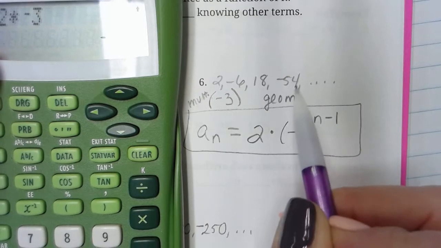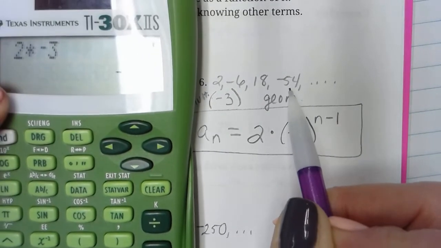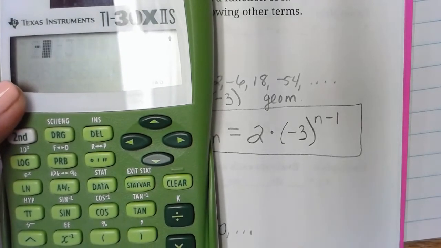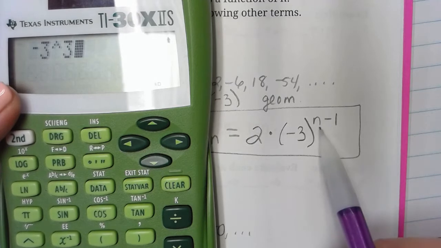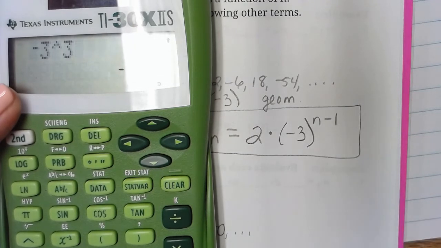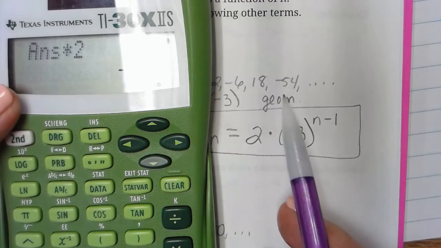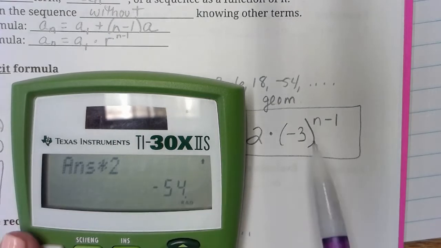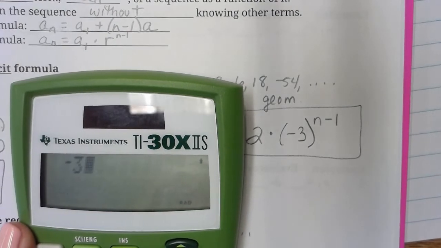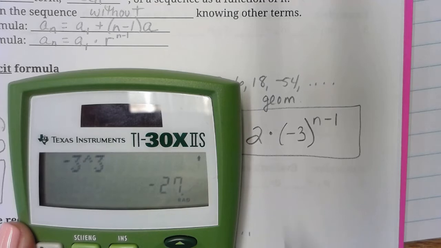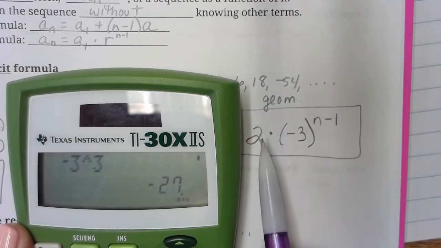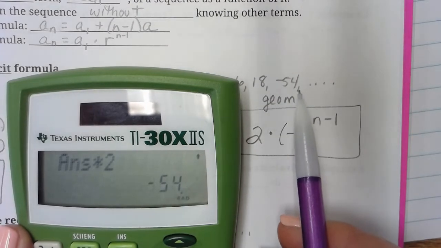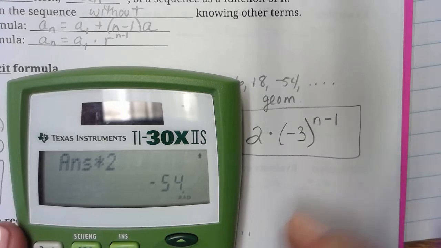I could check to see if the fourth term is in fact -54. So if I put 4 in for n, I have -3 to the third power, because 4 minus 1 is 3, times 2. And oh, you can't see it because of the glare. I'm so sorry. So we'll just do it again. -3 to the third power gave me -27, but then I have to take that times 2. And I get -54.